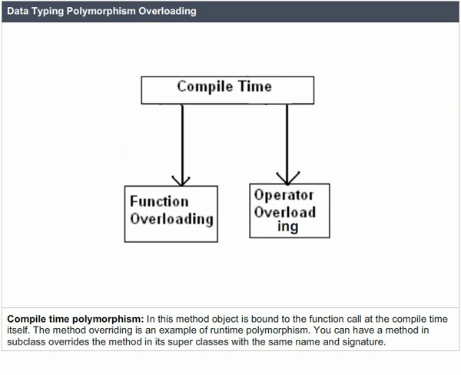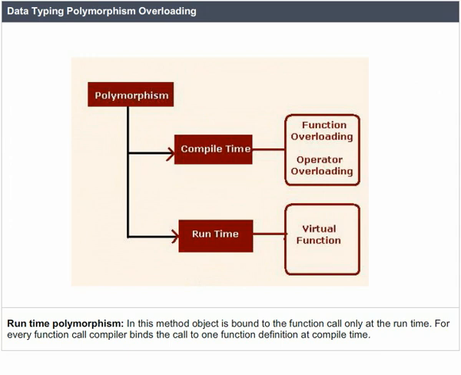The method overriding is an example of runtime polymorphism. You can have a method in a subclass which overrides the method in its superclass with the same name and signature. Runtime polymorphism: in this method, the object is bound to the function call only at the runtime.